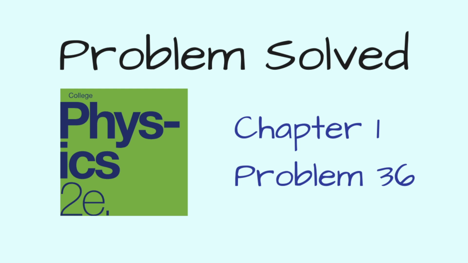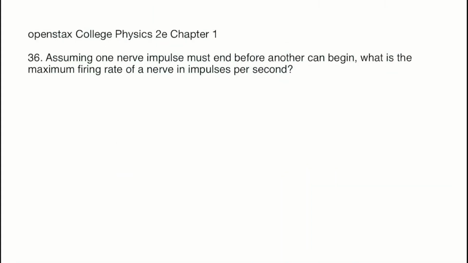Welcome. In this video, we are going to look at problem 36. It is from chapter 1 of College Physics 2E by OpenStax. In this problem, we are assuming one nerve impulse must end before another can begin. We need to find the maximum firing rate of a nerve in impulses per second.